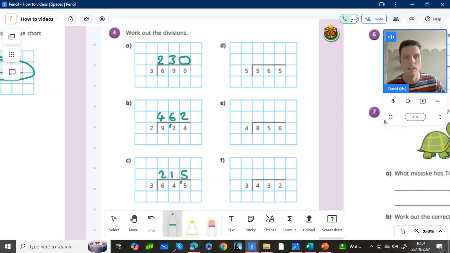For D, 5 goes into 5 once. Now, don't do what Tiny did and go straight to the end one. Still stick with this. 5 into 6 goes once, but 1 remainder. 5 into 15 goes 3 times. For E, 4 into 8 goes twice. It goes once into 5 with 1 remainder, and 4 into 16 is 4 times. And then F, 3 into 4 goes once with 1 remainder. 3 into 13 is 4 times with 1 remainder, and 3 into 12 is 4.